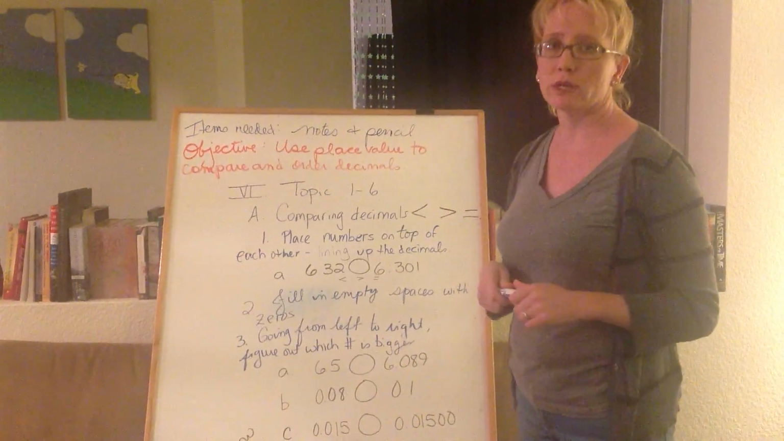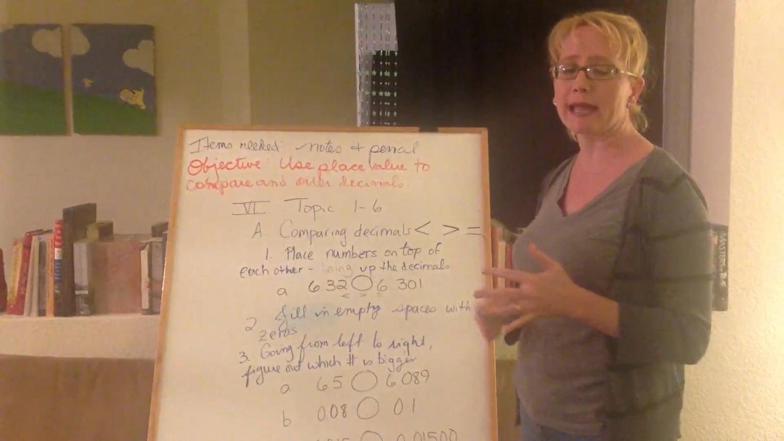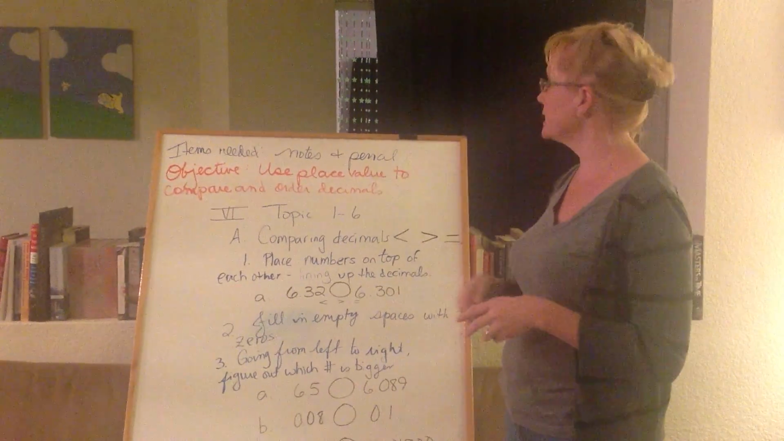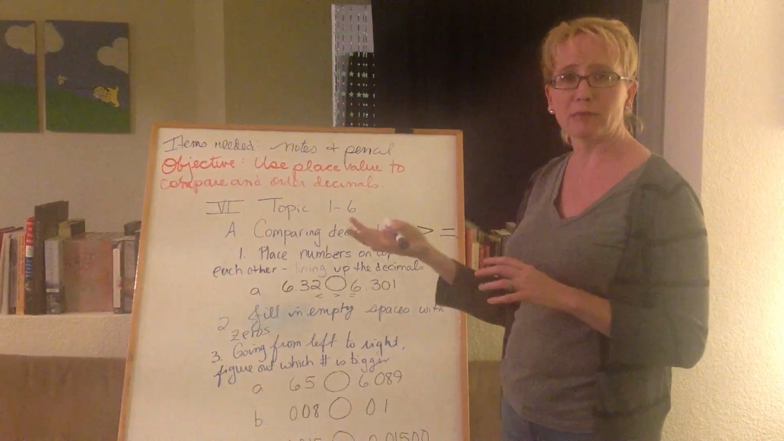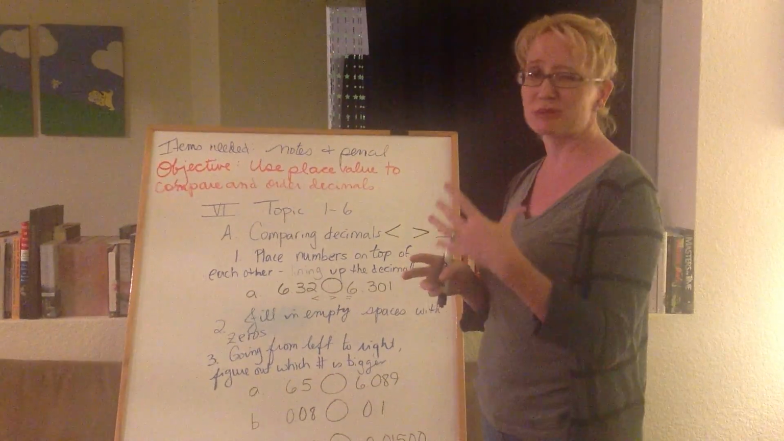So this is topic 1-6. It's about comparing and ordering decimals. You're going to need your notes and your pencil. Our objective, what we're trying to do today, is to use place value to compare and order our decimals from least to greatest or greatest to least. Also figure out which one is bigger.